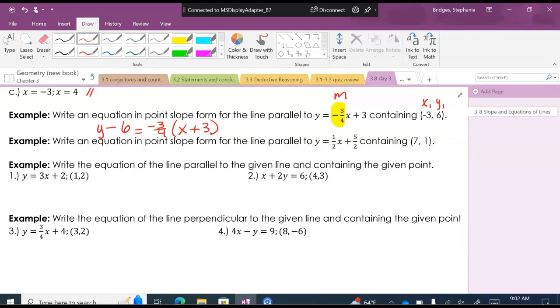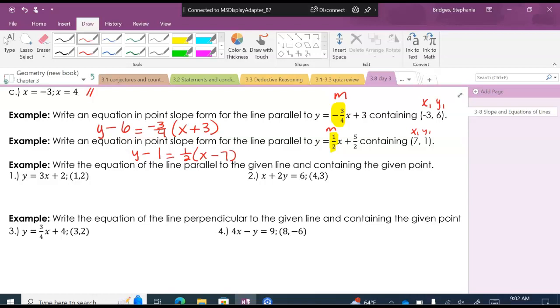What is the slope of the line I want it parallel to? 1/2, okay, so that's my m. And then I'm going to use this as x1, y1. So it is going to be y minus 1 equals 1/2 parentheses x minus 7. Are we good there? Okay. Okay, we got plenty of time.